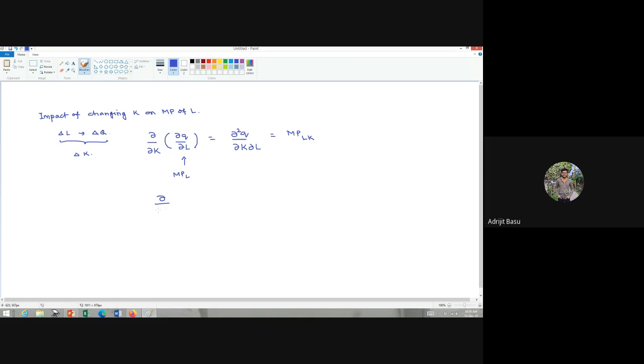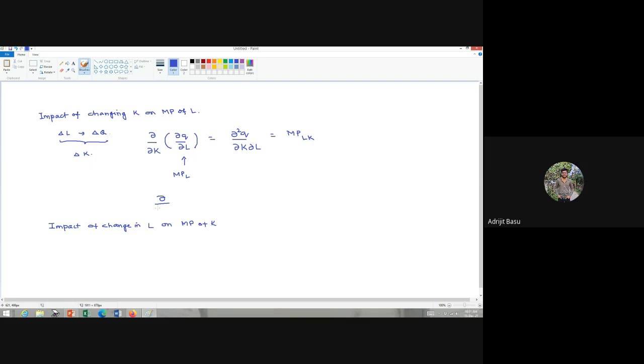Sir, by opposite, what are you trying to mean? I'm trying to say that with a change in L, we are considering the change in MPK. Yes. Now I can get it. Sir, I think it will be the same thing, it will give us the same result. That is the MPLK, what is written. Same result, yes, sir.